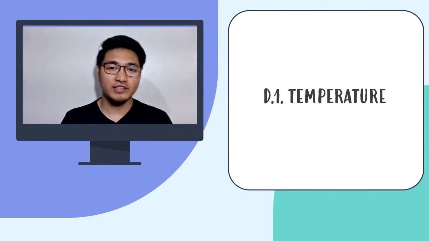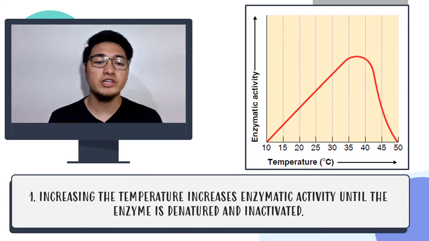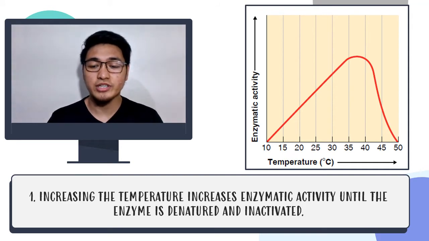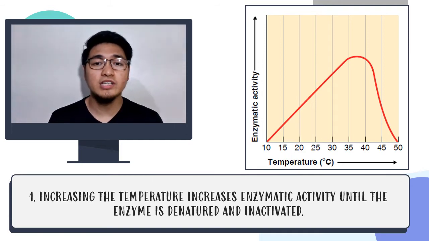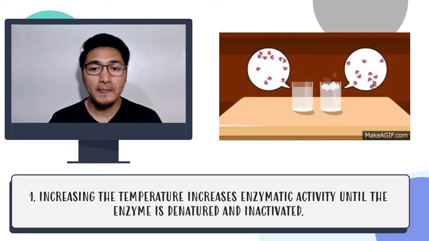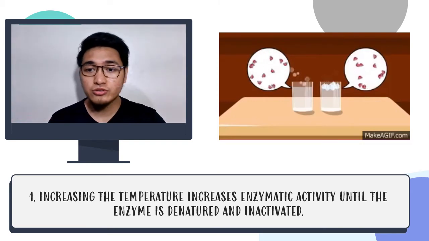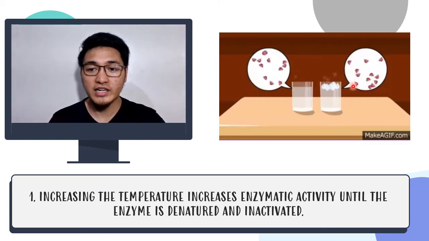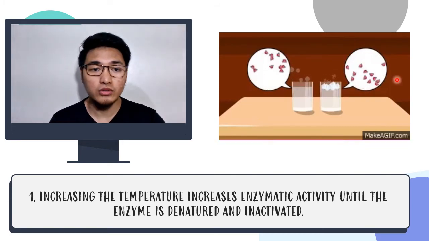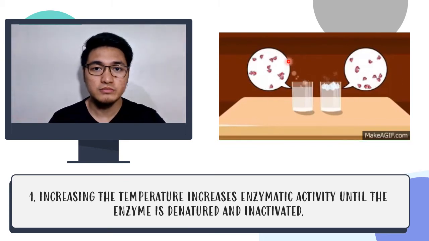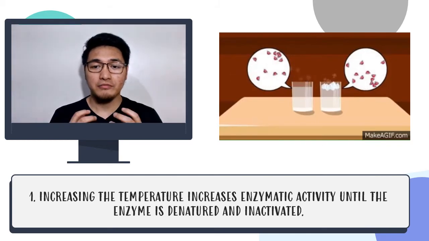So let's begin with the effect of temperature. So first, increasing the temperature actually increases the enzyme activity until the enzyme is denatured and inactivated. Well, in general, increasing yung temperature actually increases yung rate ng isang chemical reaction. Well, this is because yung molecules at low temperatures relatively move more slowly than at high temperatures. As you increase the temperature, yung movement ng molecules becomes faster.